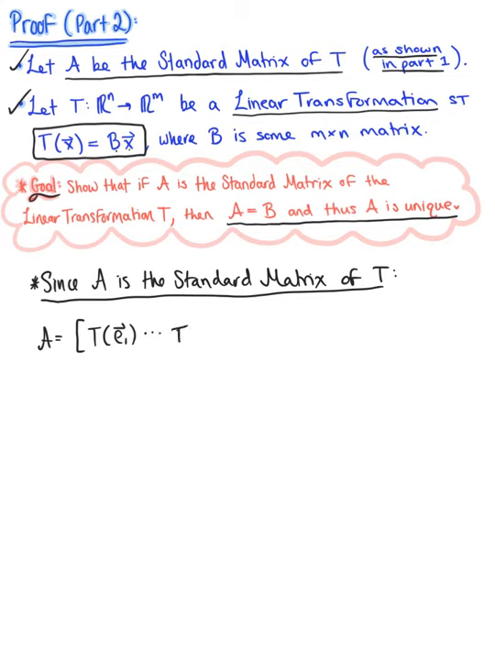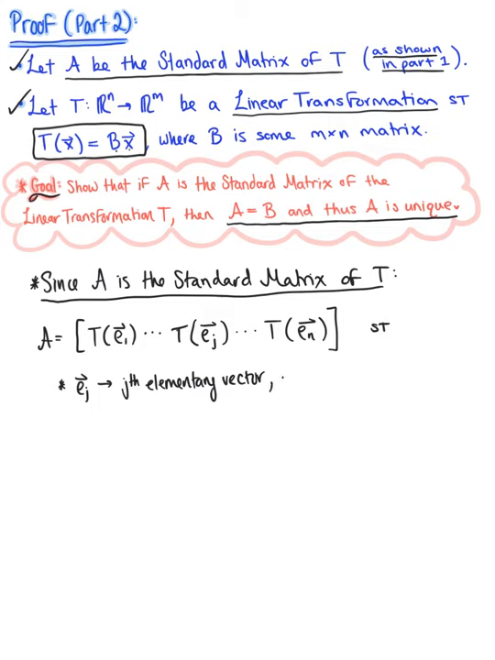And now let's add an arbitrary column vector defined by the image of the jth elementary vector under the action of T, all the way up to the image of the nth elementary vector under the action of T. This is such that vector e sub j is the jth elementary vector, the jth column vector of the identity matrix, where j is greater than or equal to 1 and less than or equal to n. We want to be sure to introduce this jth elementary vector, this arbitrary image, because if it holds true for the arbitrary vector, it holds true for all vectors.